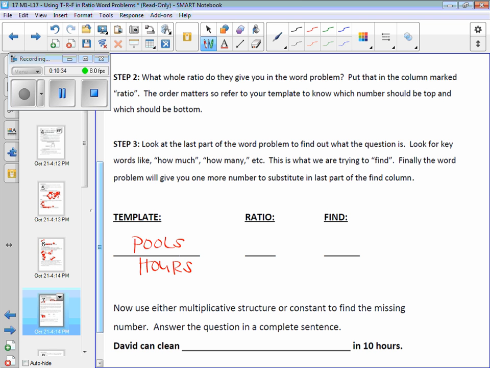Next step is called ratio. What is the entire ratio that they give you in the word problem? Ryan? 3 to 5. And order matters. It's 3 pools in 5 hours. Don't flip it. The order matters.